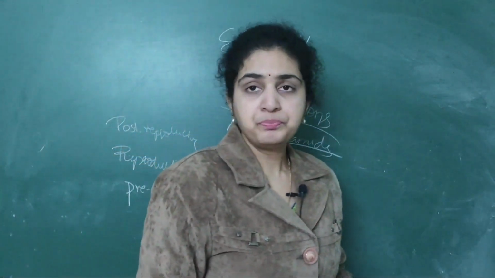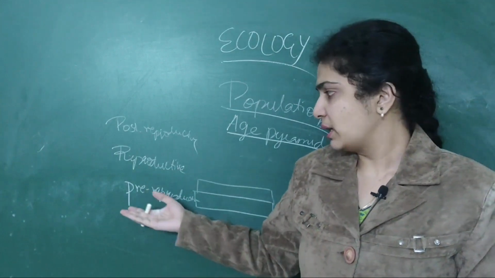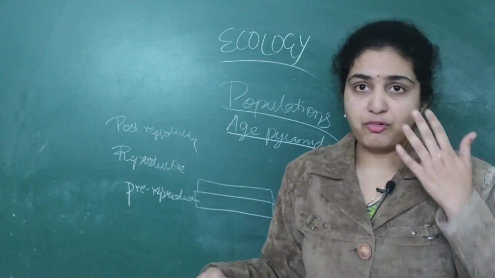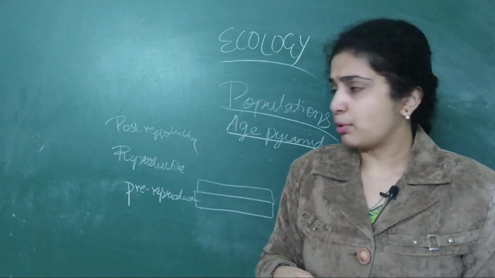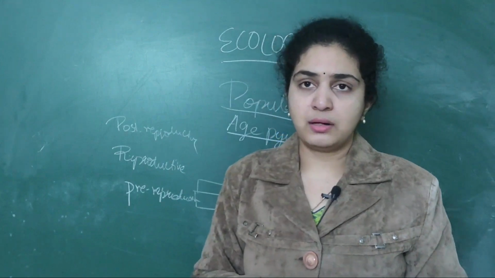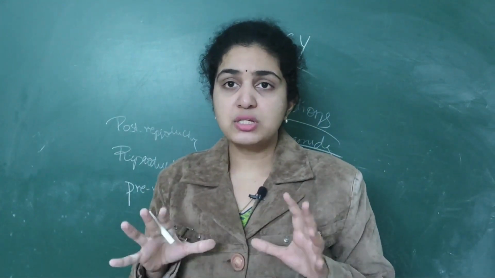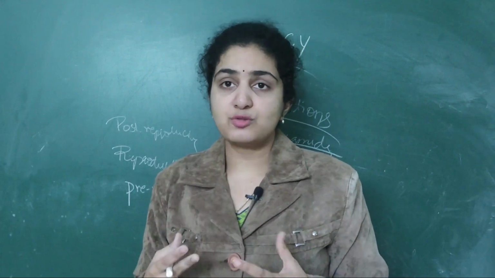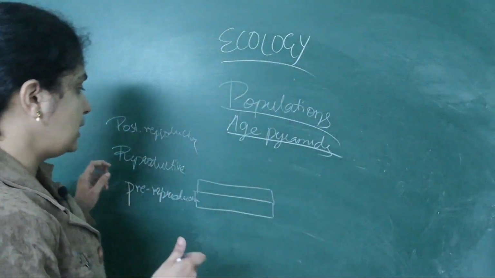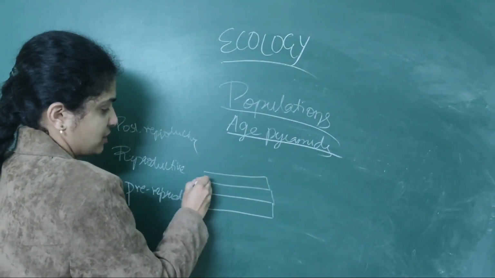Pre-reproductive means all the small children below 15 years. 15 to about 45 comes under reproductive. Post-reproductive means all the senior citizens. So there are increasing populations, stable populations as well as declining populations. When you are saying the increasing, you can say expanding population.